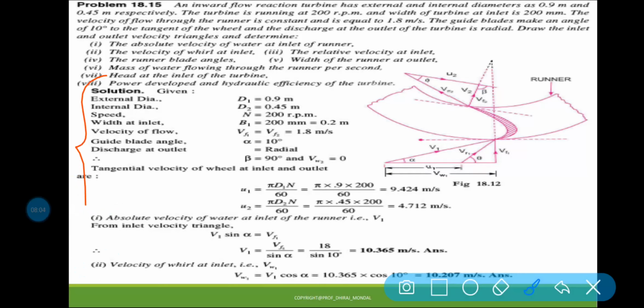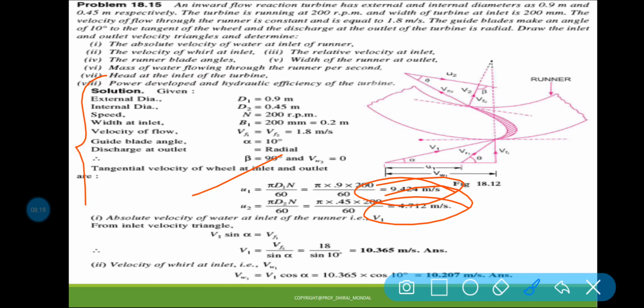Okay, ultimately, let us solve the numerical. These are the given data. As N is given and D1 is given, you can find out U1 is equal to pi D1 N by 60. So the answer is 9.4, and U2 is equal to 4.7 meter per second.